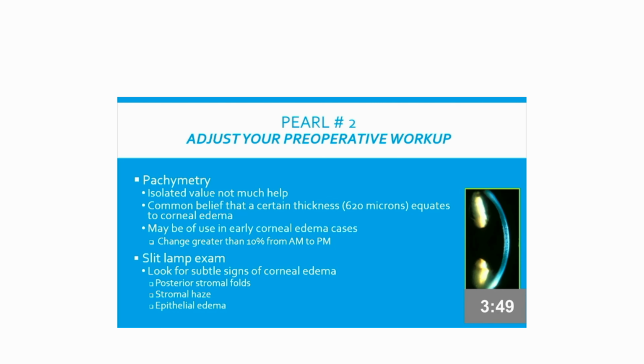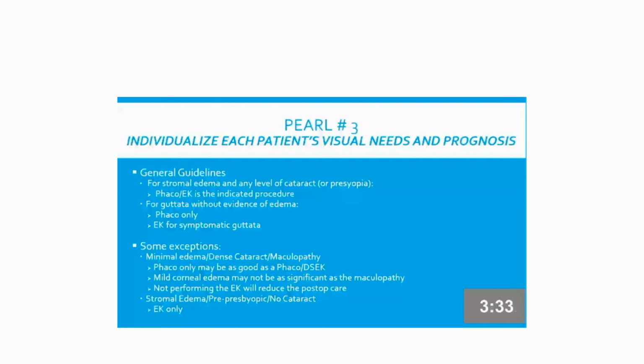The slit lamp exam obviously is very, very important. We're looking for subtle signs of corneal edema, posterior stromal folds, stromal haze, and then you can look for epithelial edema. You can touch the epithelium with a cotton tip and see if it's edematous, and that may help you decide whether this cornea is decompensating. Pearl number 3, individualize each patient's visual needs. This will determine the operation you recommend.